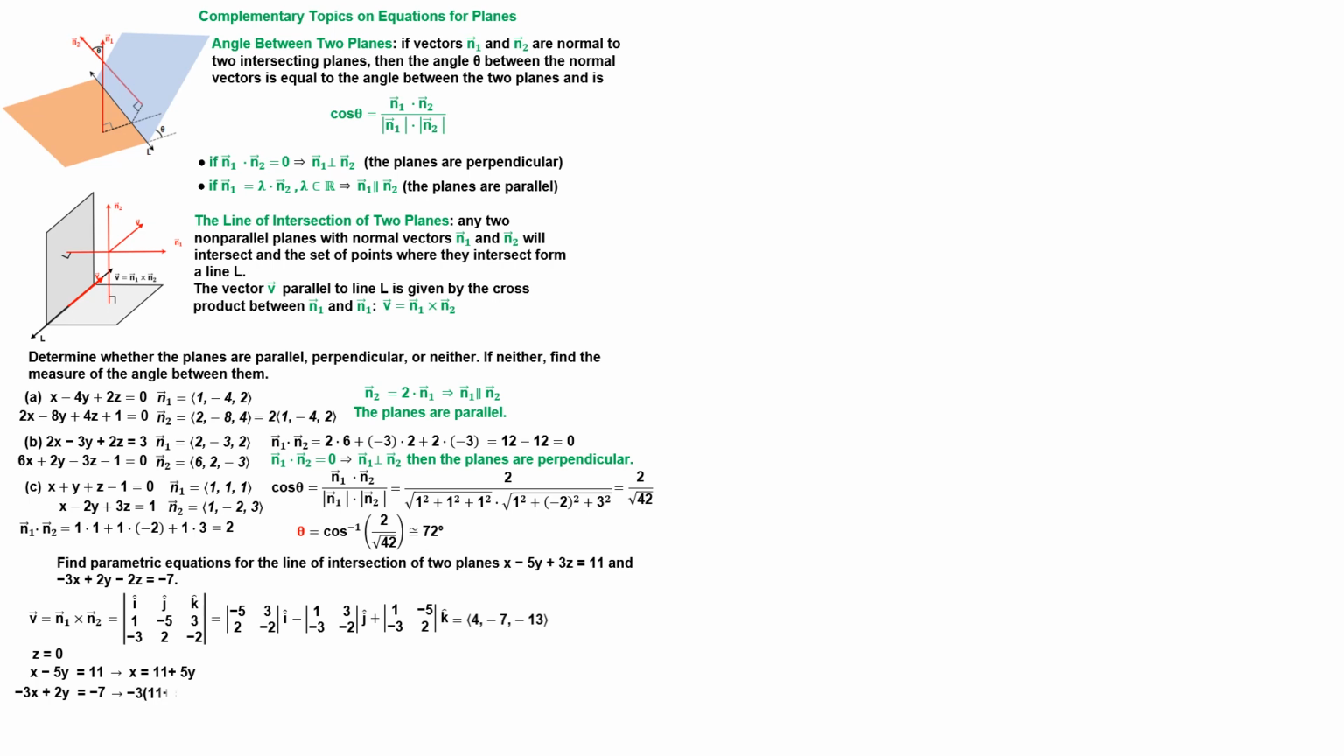Solving the first equation for x and then plugging this x into the second equation gives us the value of y and the value of x. We see that point P is a point on both planes. So we have a point on the line and a direction vector for the line. So a parametric equation for the line is given by.